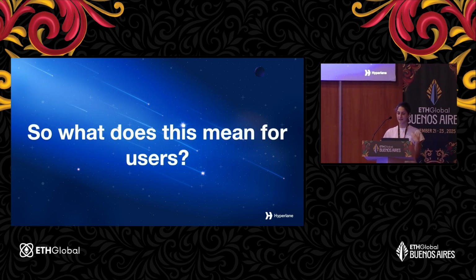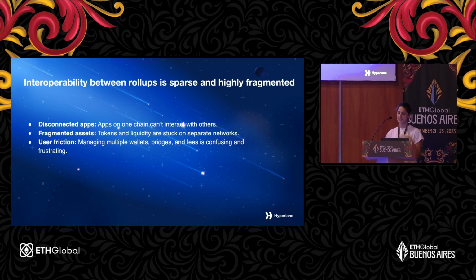What does this sparse ecosystem mean for users? Well, it definitely means that interoperability between rollups is sparse and highly fragmented. This means you have assets living on one chain but not on the other. You have a lot of user friction when you need to change between wallets. You have a lot of disconnected applications. So if you want to build an application on Base, then that usually lives on Base itself and doesn't connect to the other chains.